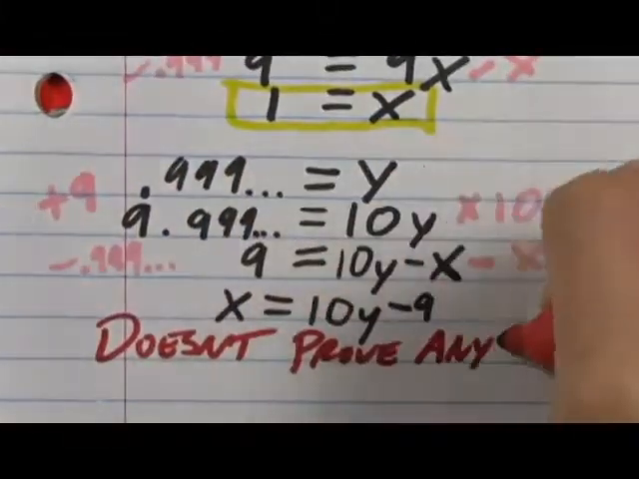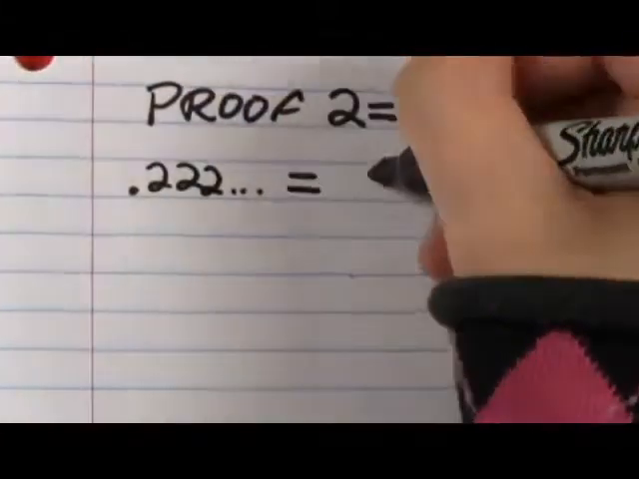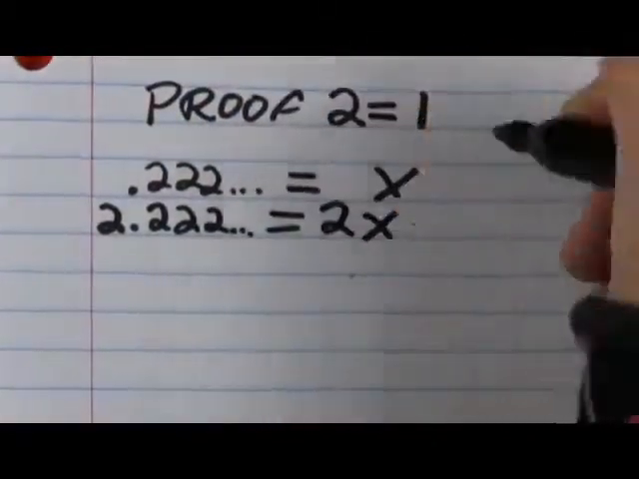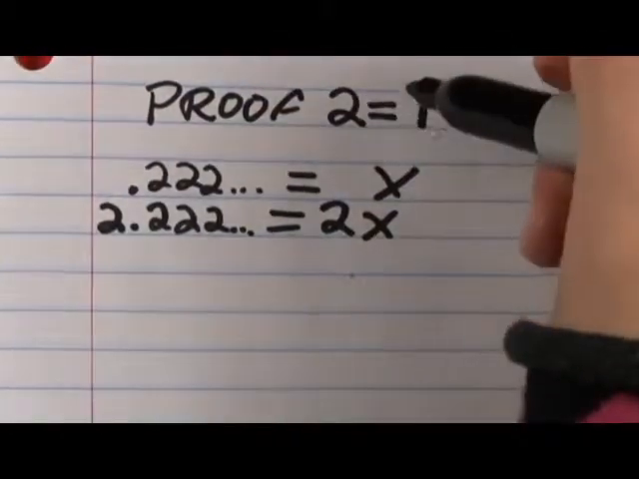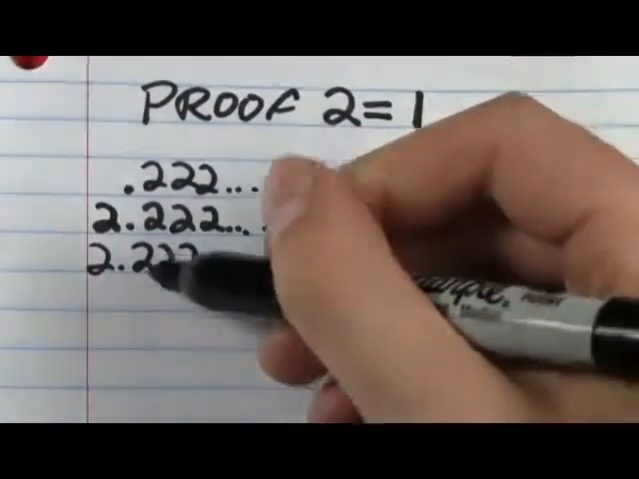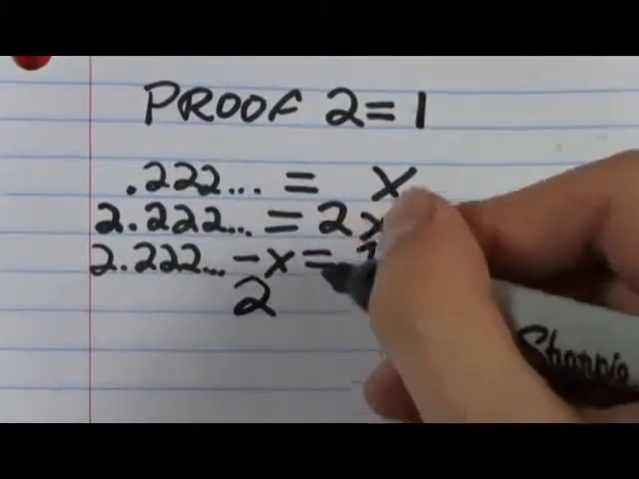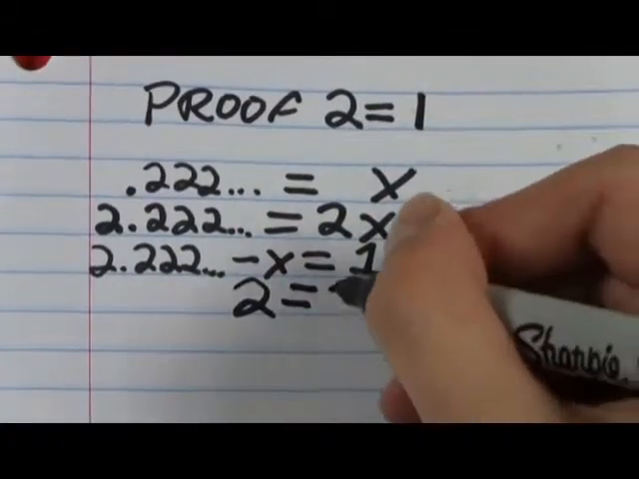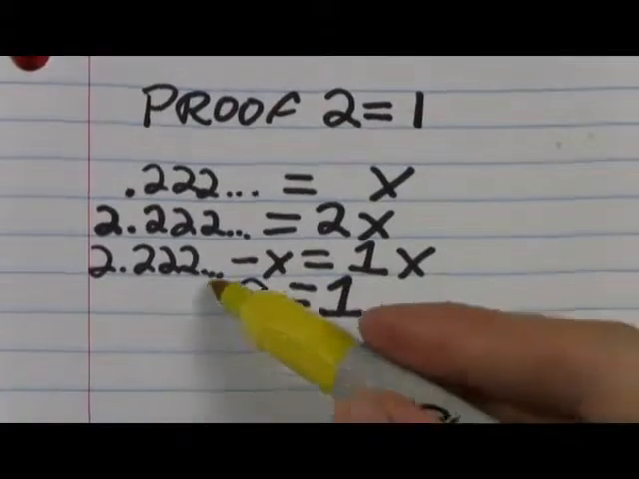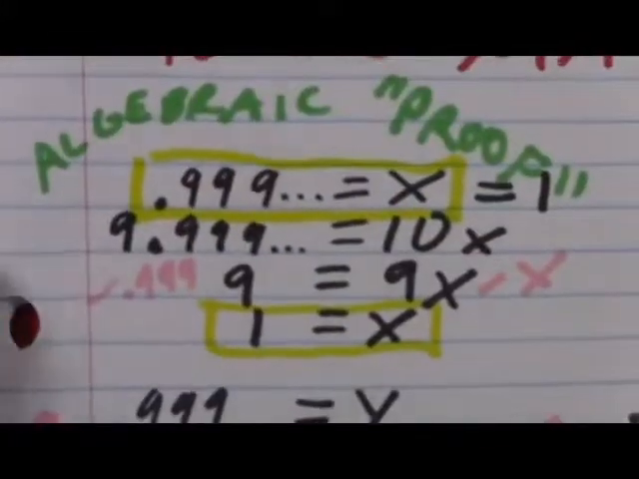This is just like those proofs that 1 equals 2. See, say 0.2 repeating equals x. Then you put 2's on both sides to get 2.2 repeating equals 2x. Now subtract x from both sides. Since x equals 0.2 repeating, subtract x from this side to get 2, and on the other side, subtract the x from 1x to get just 1. Therefore, 2 equals 1. Obviously, this has to be invalid somehow, and it's like the same thing as this proof, just with different numbers.